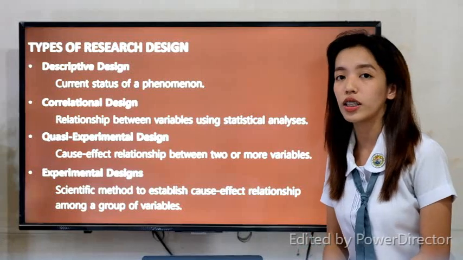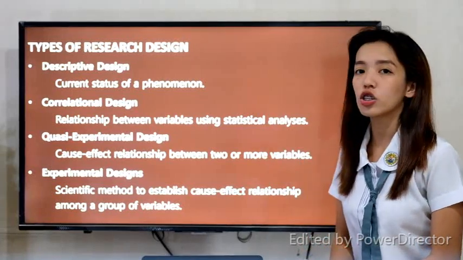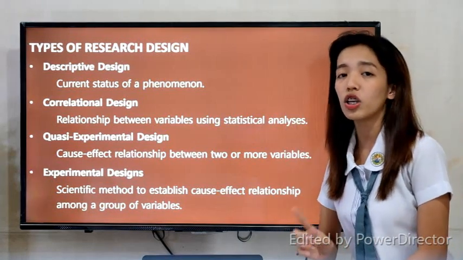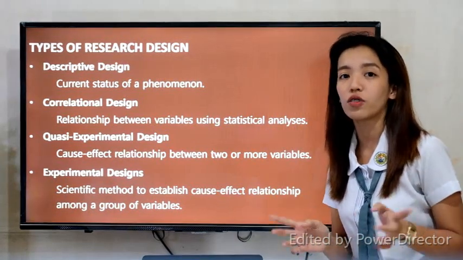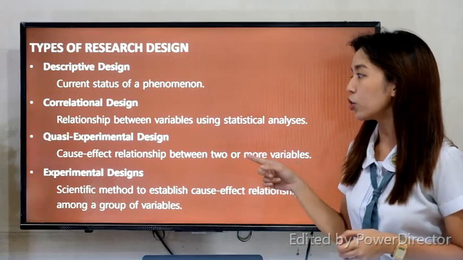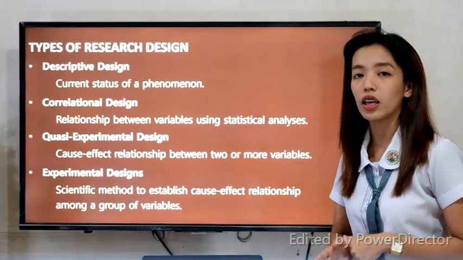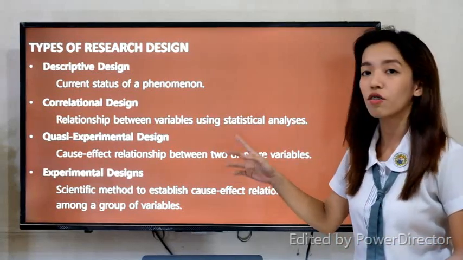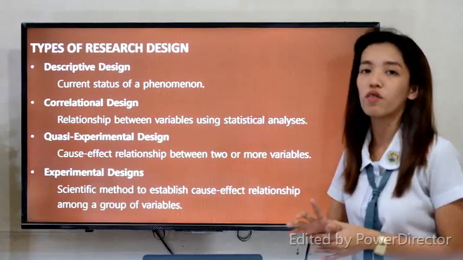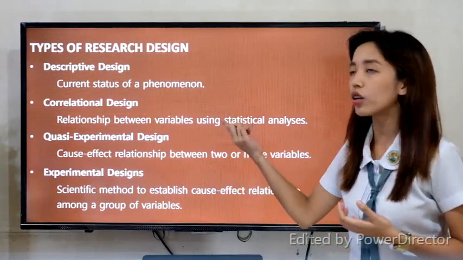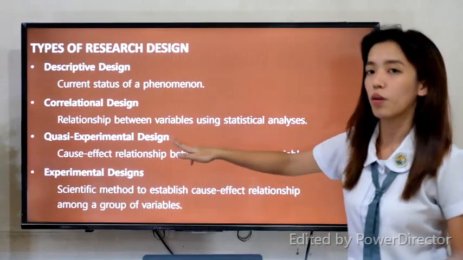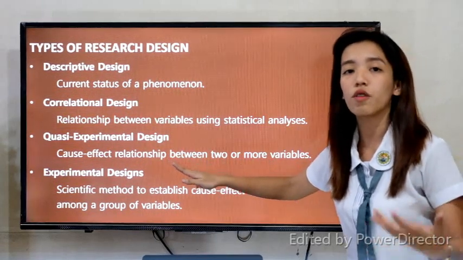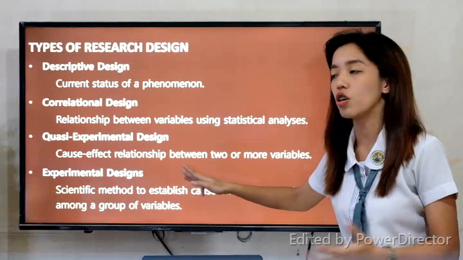Second is the correlational design. In this, the relationship between the variables is examined using statistical analysis, but it does not look at the cause and effect relationship. The third one is the quasi-experimental design. It is also called the causal design. It is a cause and effect relationship between two or more variables. So unlike the correlational, the quasi-experimental is more on the cause and effect relationship between the two variables that you have used in the research.